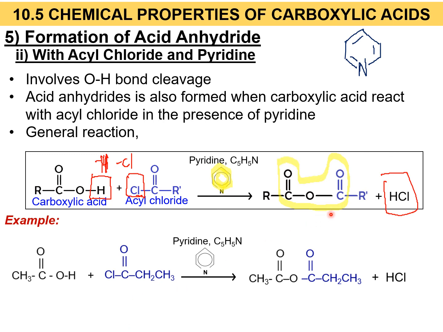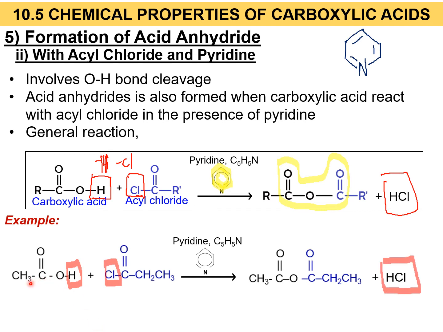You kena ingat this. Supaya you tahu this is, you dapat acid anhydride yang betul lah. Okay, make sure bilangan C double bond O, O, C double bond O ni betul lah. Okay, for example, we can see here this is the carboxylic acid, this is the acid chloride, and then dia reaction dengan pyridine untuk menghasilkan acid anhydride and also HCl. Apa yang berlaku dekat this carboxylic acid, we will get rid of the hydrogen. Okay, dekat the acid chloride kita akan get rid of the Cl. Okay, so that's why kita akan dapat side product HCl.